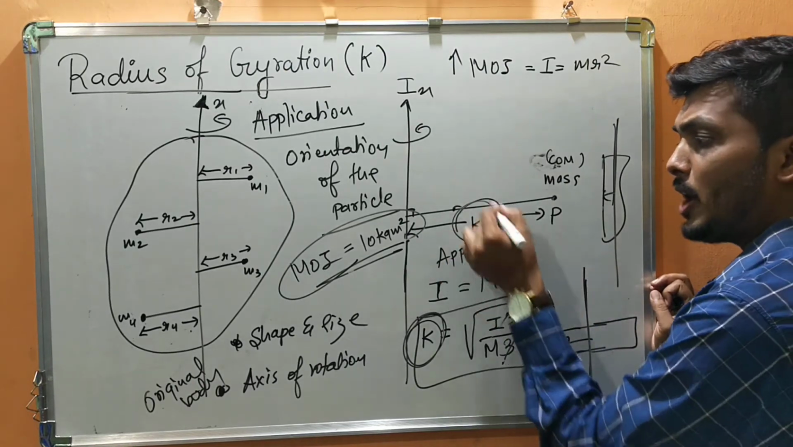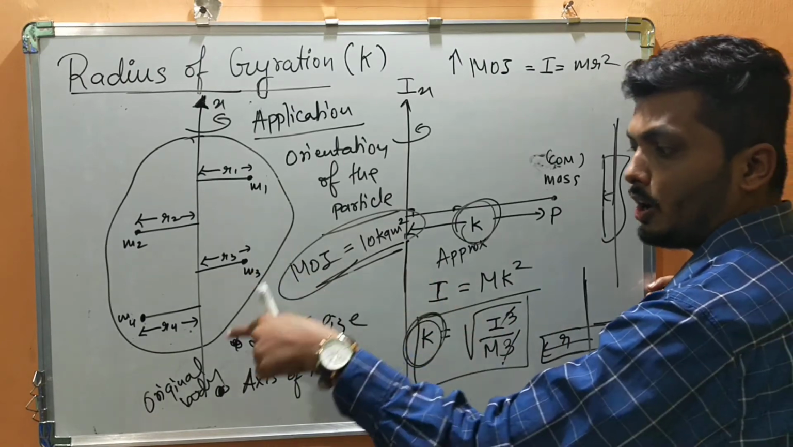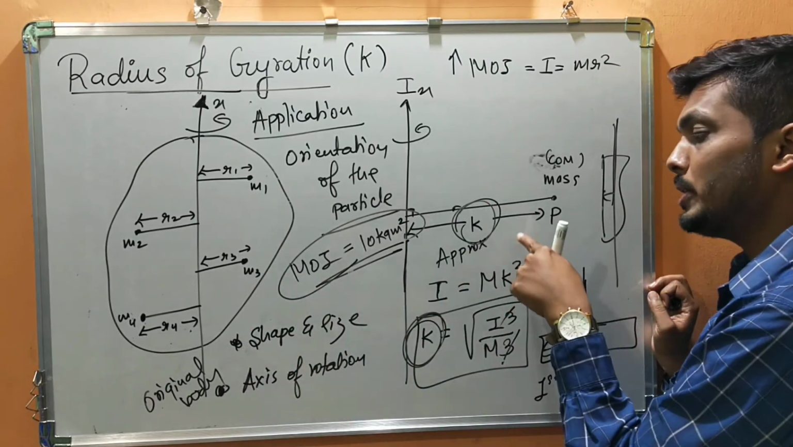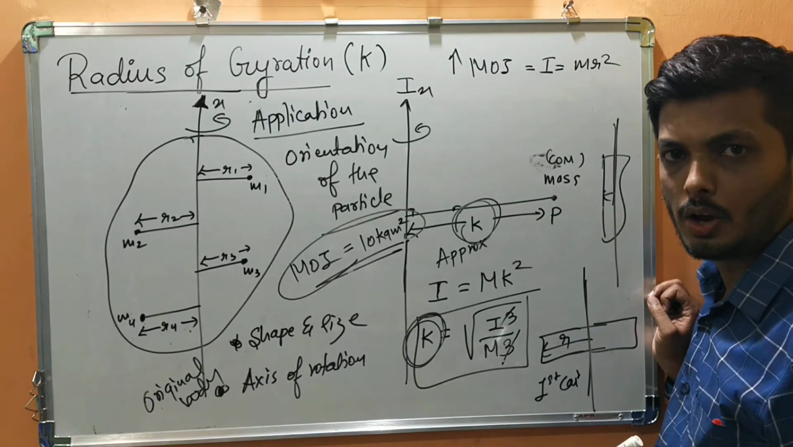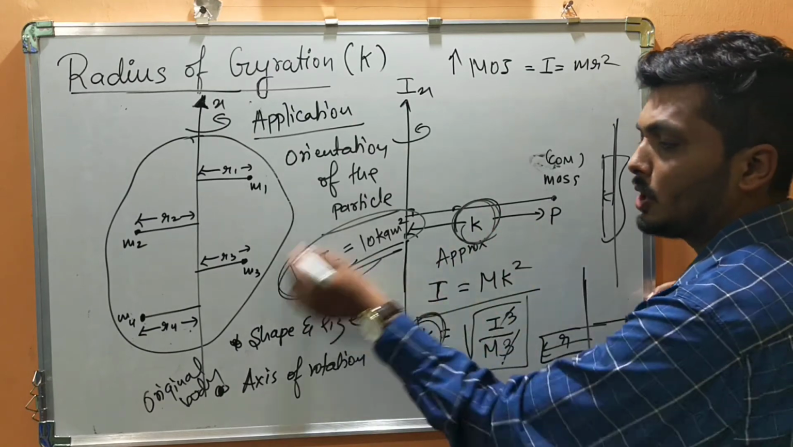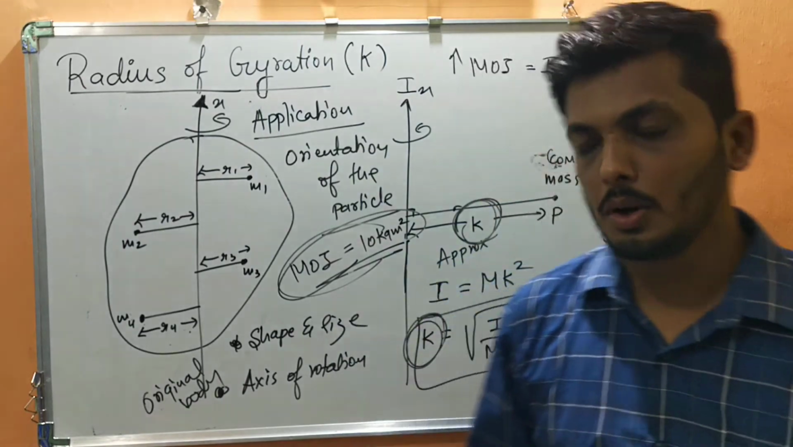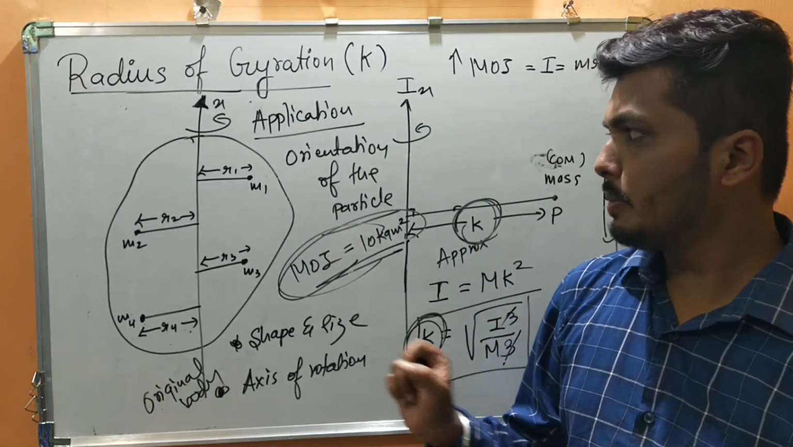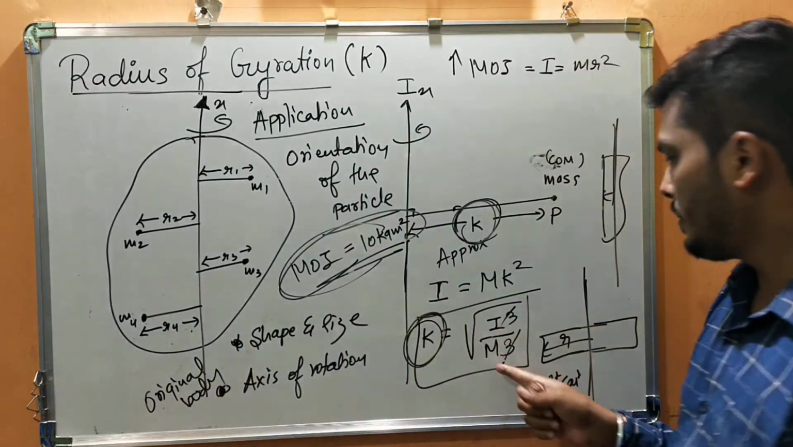So this K value should be adjusted in such a way that the moment of inertia of the original body is the same as the moment of inertia of this concentrated body. Are you understanding? So the K value is adjusted as per the moment of inertia. Have you understood? Okay, got it? Just remember, its SI unit is meter, measured as I by M.